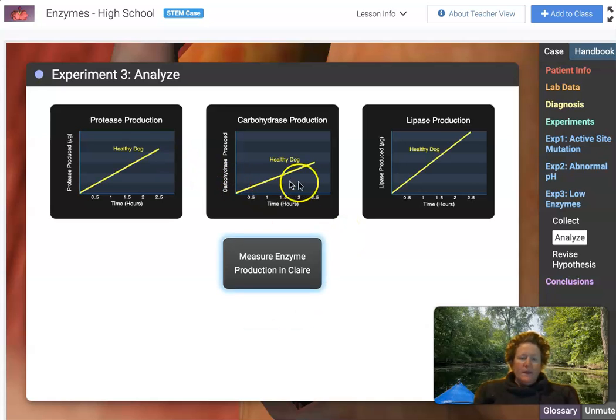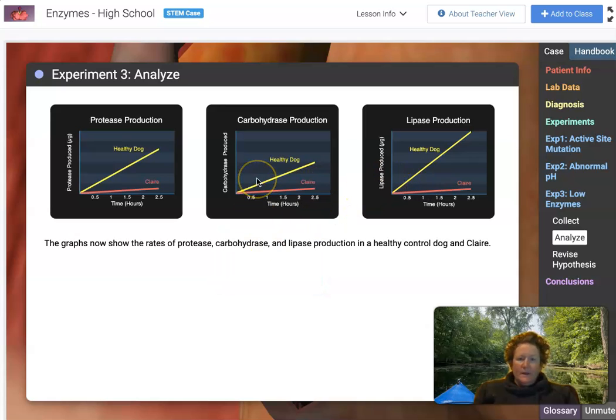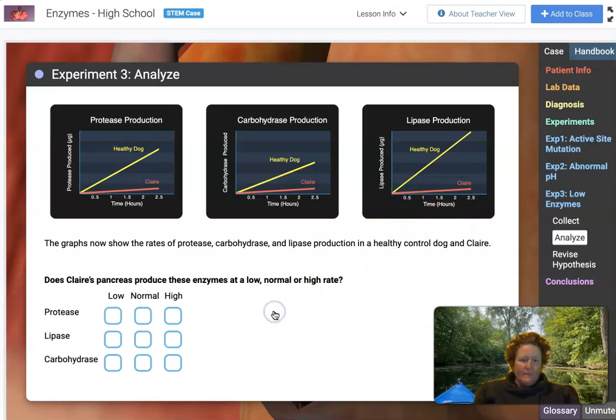So these are the healthy dog comparisons here, and here's Claire. The healthy dog is digesting at a much faster rate, making protease at a much faster rate, making carbohydrates at a faster rate, and making lipase at a faster rate. Claire has a very low rate of enzyme production for all three enzymes. So she's low for protease, low for lipase, and low for carbohydrates.